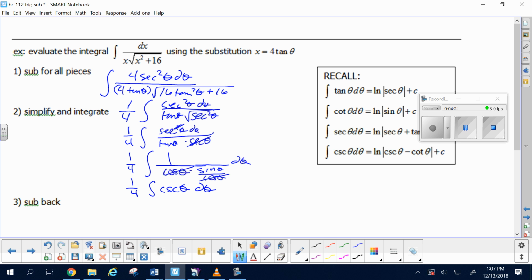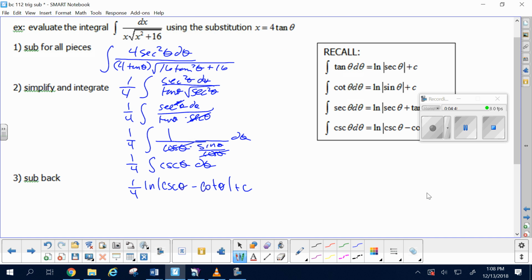In case you're rusty, I threw those off to the side for reminder's sake. What's the antiderivative of cosecant? Natural log of the absolute value of cosecant theta minus cotangent theta. The c's negative in there. All right. Now we have to do a little subbing back.